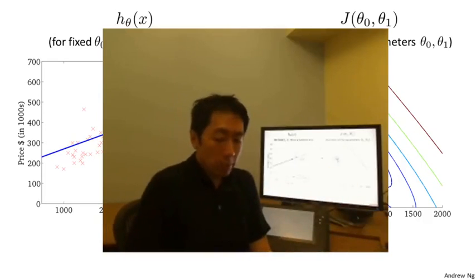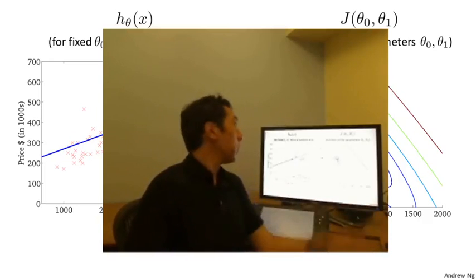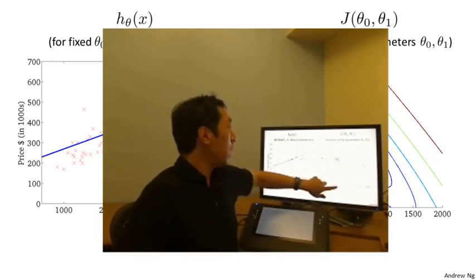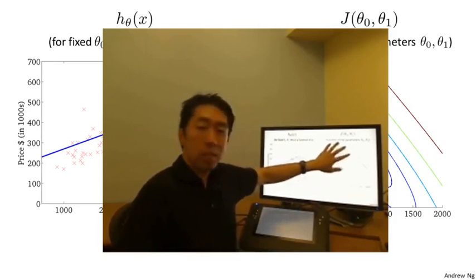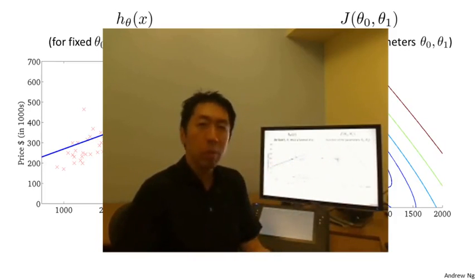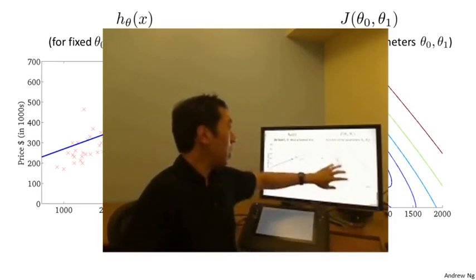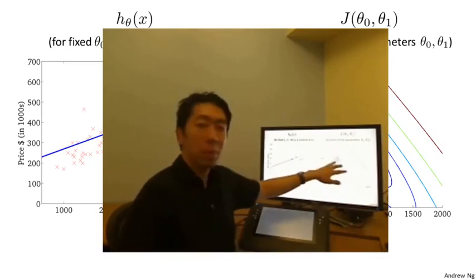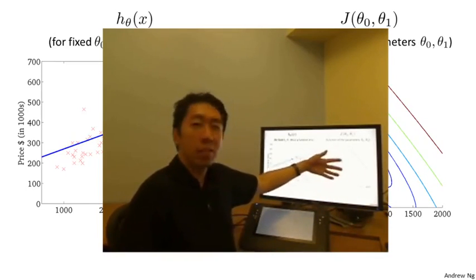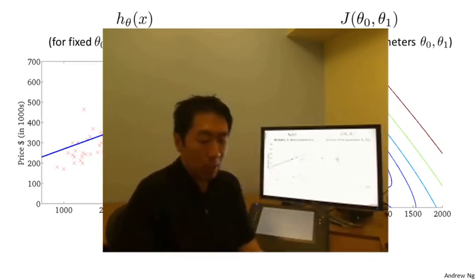Now, of course, what we really want is an efficient algorithm, an efficient piece of software, for automatically finding the values of theta 0 and theta 1 that minimize the cost function J. Right? And what we don't want to do is write software to plot out this figure and then try to manually read off the numbers. That's just not a good way to do it.